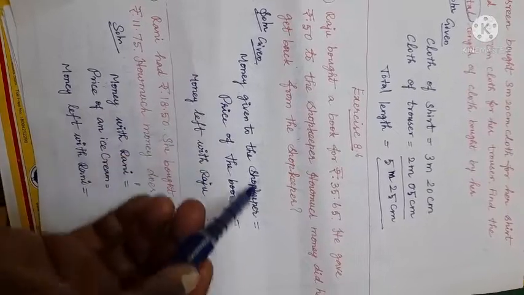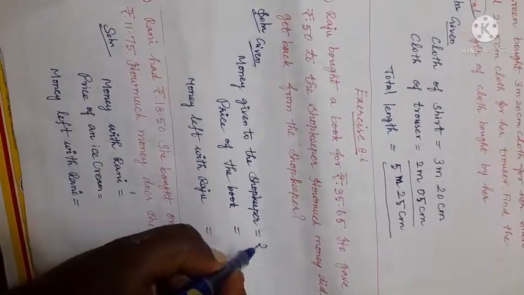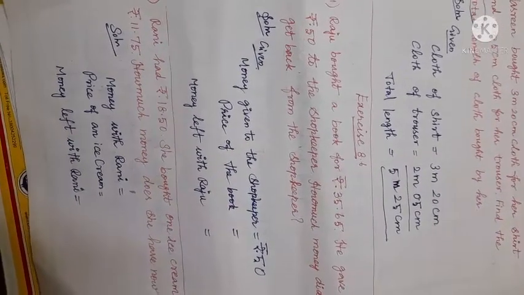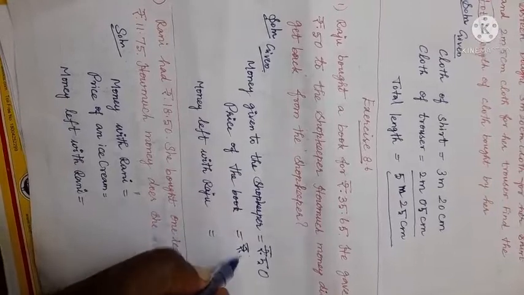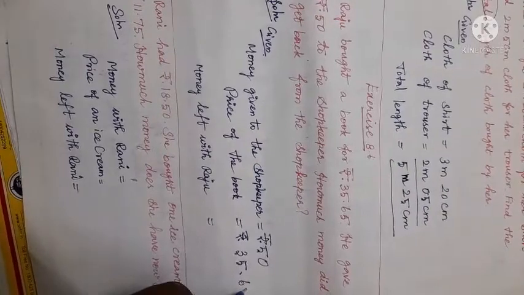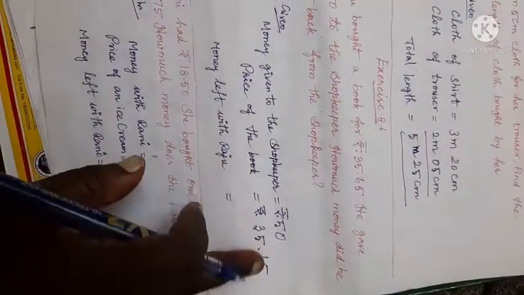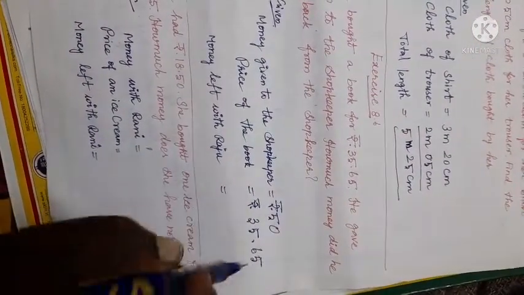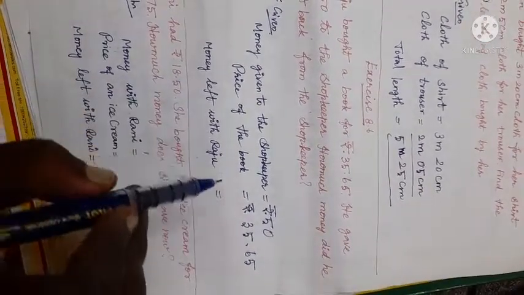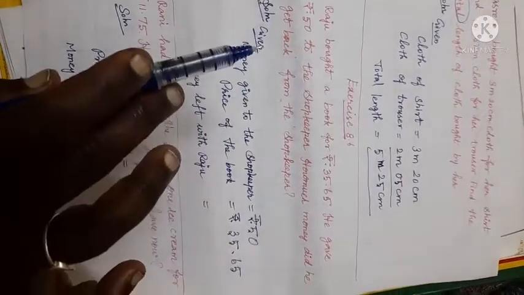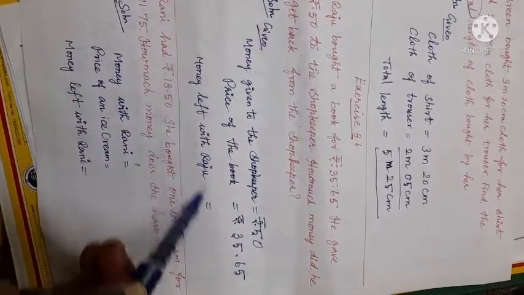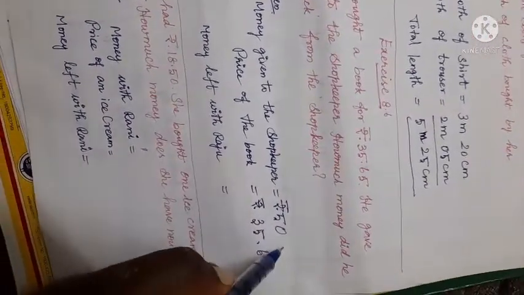See, money given to the shopkeeper is rupees 50. Now price of the book, you see, is 35 rupees point 65. So the book money is less than your money. So money left with Raju: how much money did he get back from the shopkeeper? So how much money will Raju get? So you need to do a subtraction.